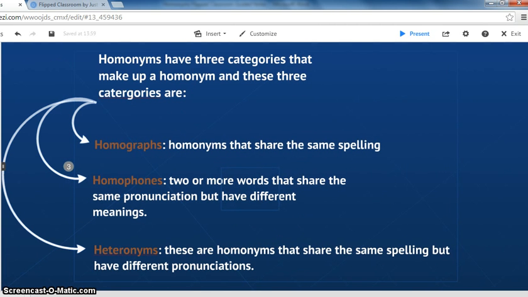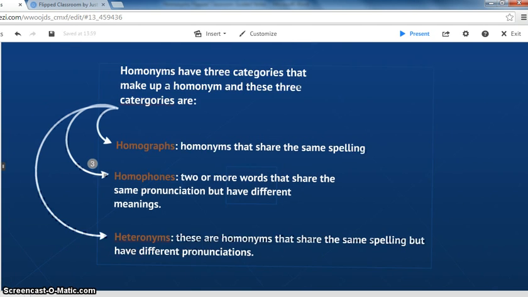Homonyms have 3 main categories, and those 3 categories are homographs, which are homonyms that share the same spelling, homophones, which are 2 or more words that share the same pronunciation but have different meanings, or heteronyms, which are homonyms that share the same spelling but have different pronunciation. So we're going to go through one by one and explain them and list examples. So please make sure you do that on your worksheet as we go through.